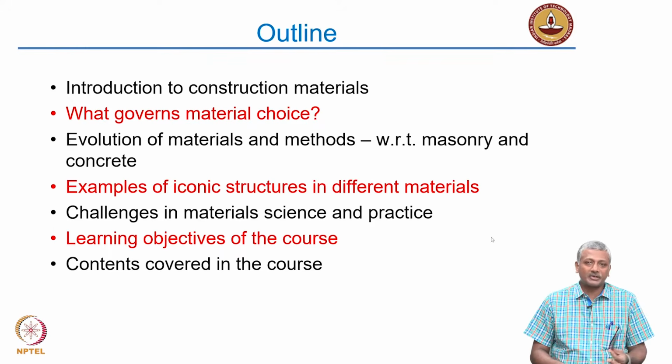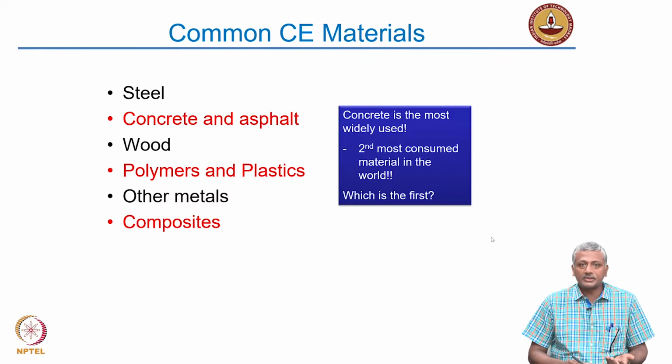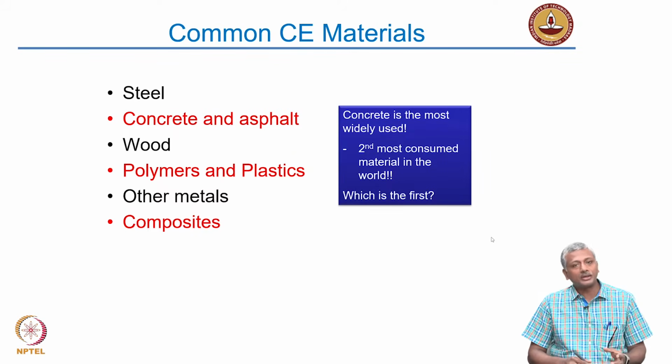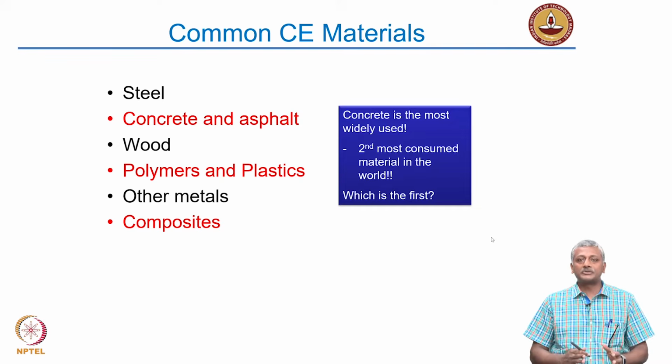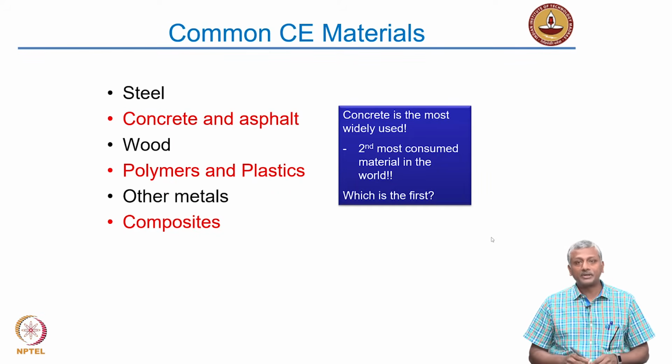Obviously, these are materials used for construction, and these cover a range of materials starting from steel, concrete and asphalt, wood, polymers and plastics. There are other metals that are used in construction, and composites. Please note here that I have not included soil. Truly speaking, soil is also a construction material, but then we deal with soil entirely as a subject in geotechnical engineering. So, I am not really touching upon that particularly here.